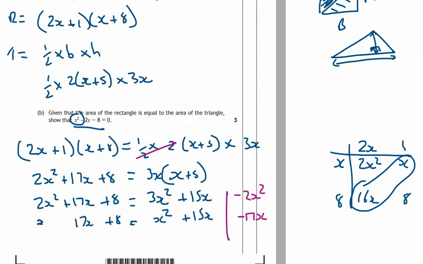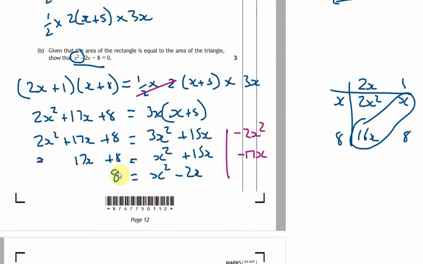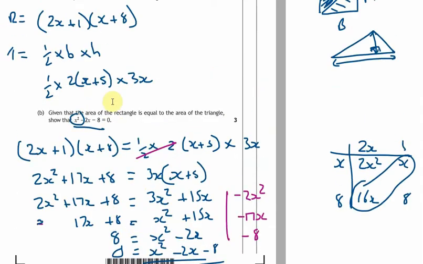So minus 17x. So that's going to give me 8 is equal to x squared minus 2x because I've taken 17 away from 15. For neatness, I've got plus 8 on there, so I'm going to have to do minus 8. So then that's going to leave me 0 is equal to x squared minus 2x minus 8. Simples.